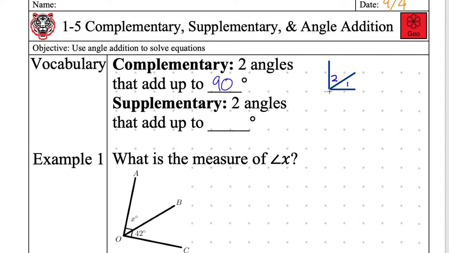All right, supplementary. Two angles that add up to, quiet raised hand, Andres. 180. It is indeed 180 degrees. See if you can draw two angles that add up to 180 degrees. What do those look like? I'll give you 5 seconds to do this one. Go.